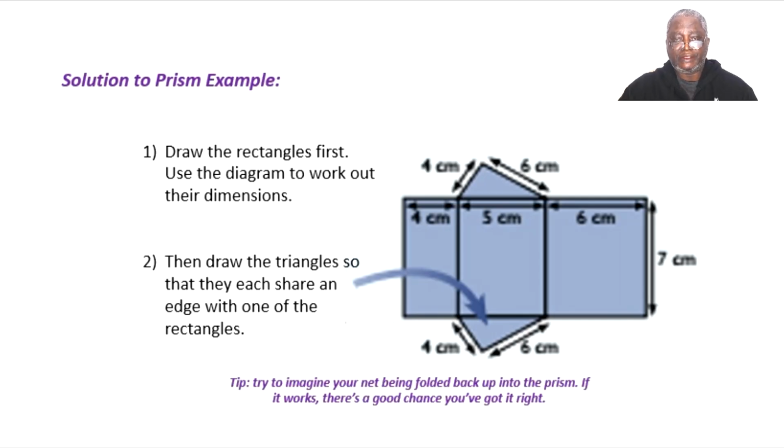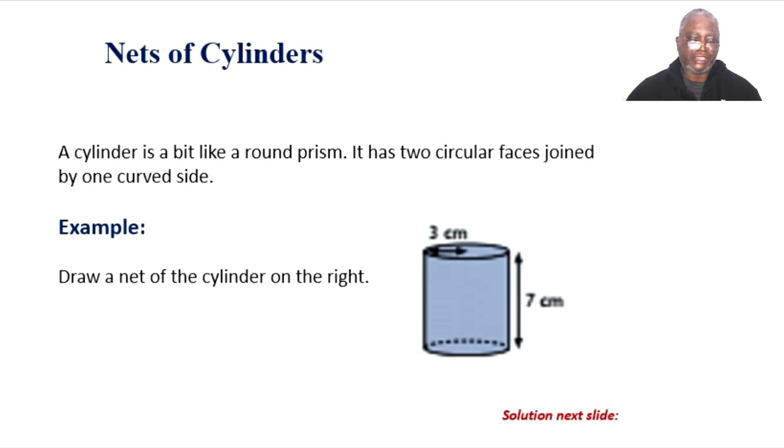So in design, we call it testing. There are many ways you can test your design to make sure that you are on the right path. And trying to imagine them being put together is one way. Nets of cylinders. A cylinder is a bit like a round prism.